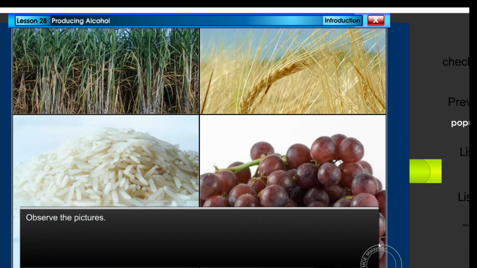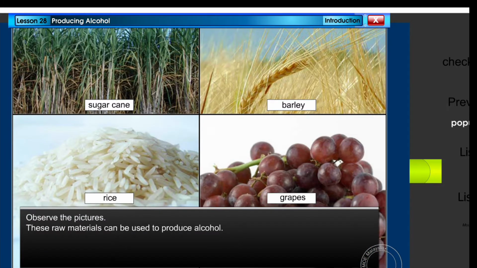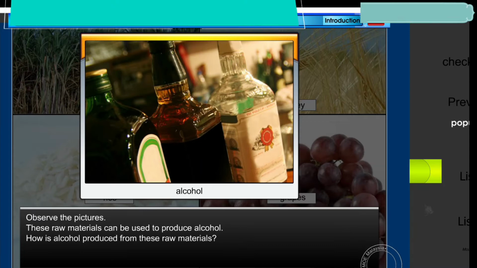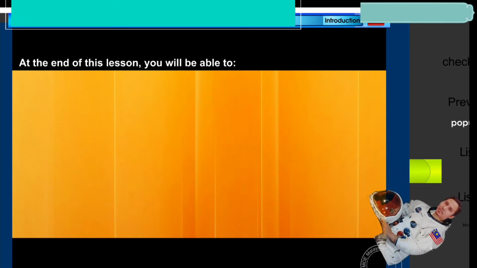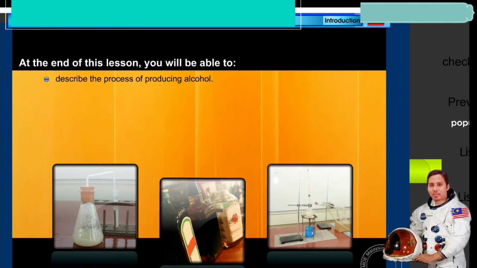Observe the pictures. These raw materials can be used to produce alcohol. How is alcohol produced from these raw materials? Let us find out. At the end of this lesson, you will be able to describe the process of producing alcohol.